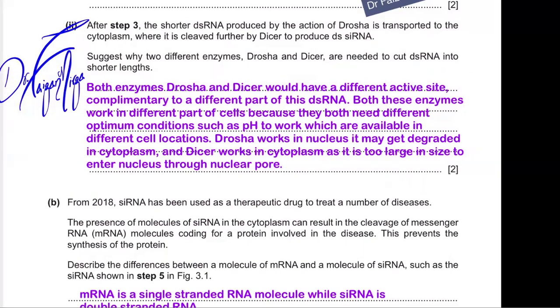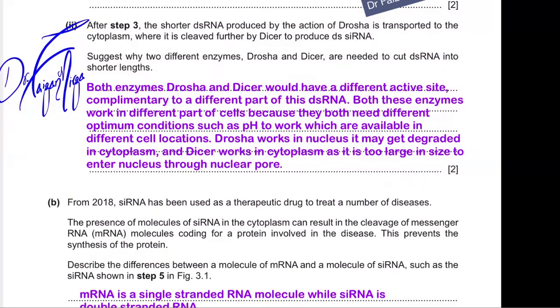Number one, because both of them will work on a different site. They have a different specific site at which they act, because their active sites will be of different shapes. Plus, both these enzymes are in different locations inside the cell. It's already told to us that dicer is working in the cytoplasm and DROSHA is working before that.